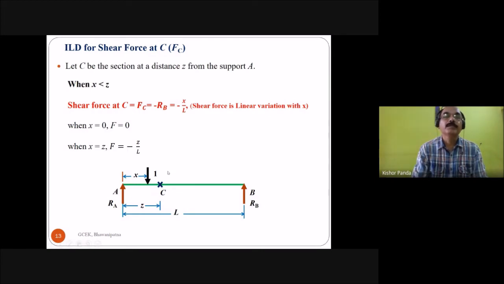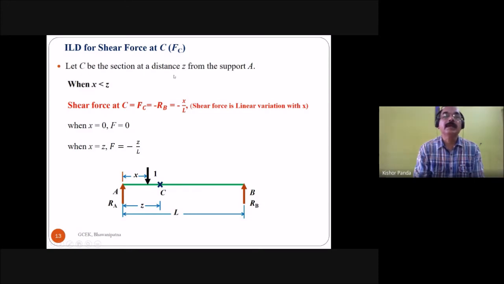Then you have to find out, this is the section you take, see the point, and here you have to find out what is the bending moment and what is the shear force. For that bending moment and shear force, you have to draw the influence line diagram when the unit load is moving from A to B. So this point C is present at a distance Z from the support A, and the unit load is present at a distance X from the support A, and this is the length of the beam.